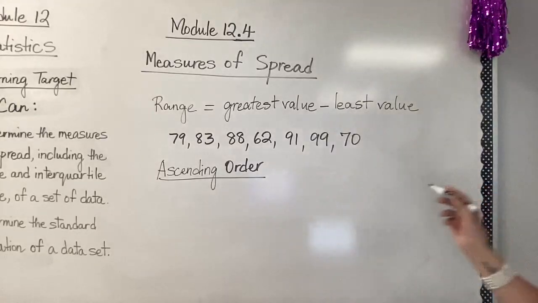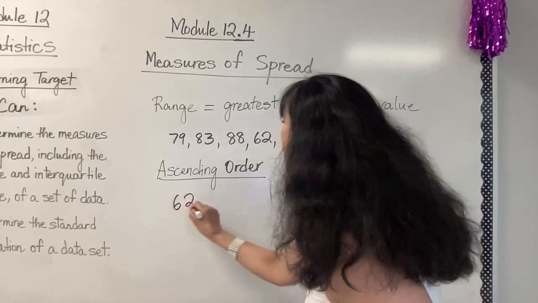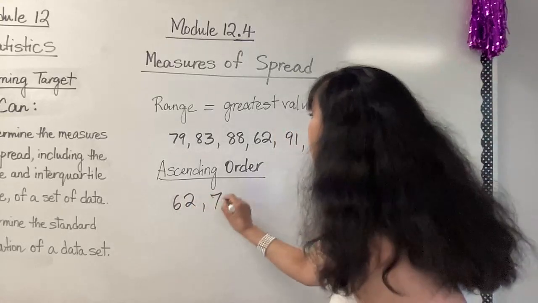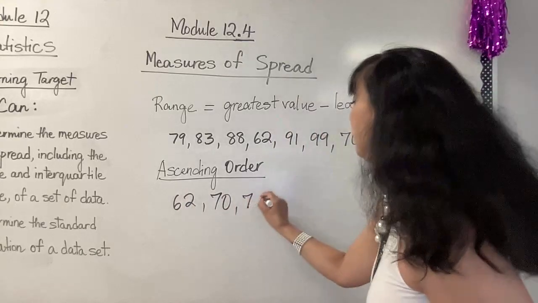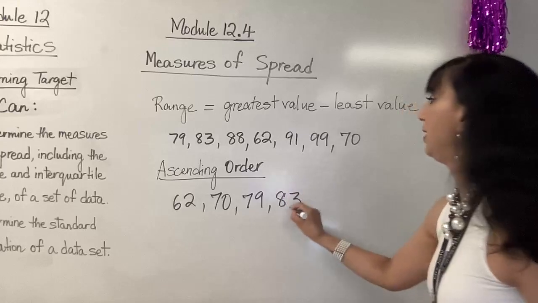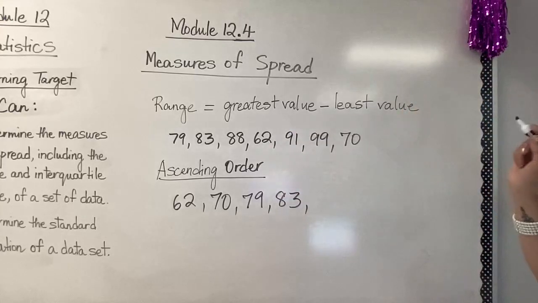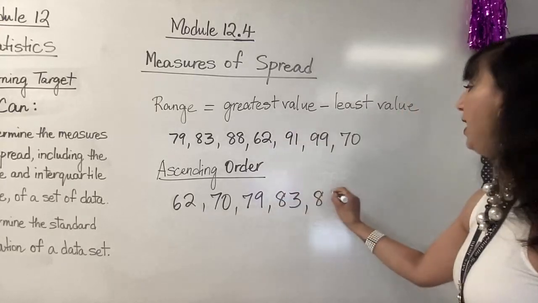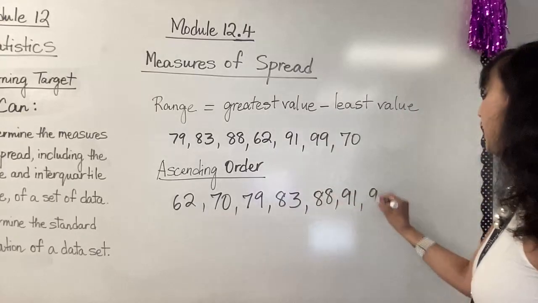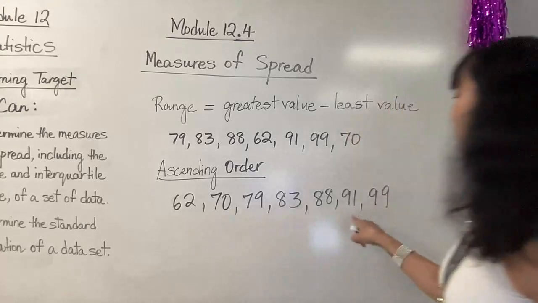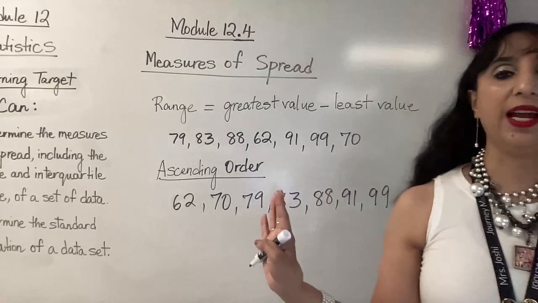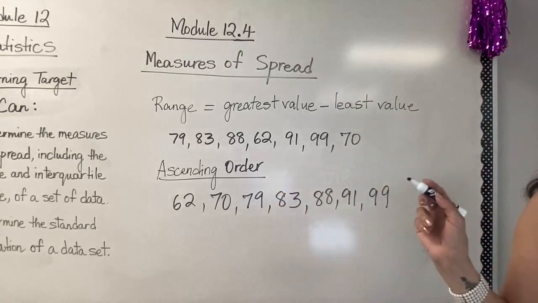So I have 62, then 70, then 79, 83, I'm just putting them in the correct order. And then I have 88, 91, 99. Now let's see. 1, 2, 3, 4, 5, 6, 7. All right, I have all 7 data pieces over here. Then we are going to determine the range.